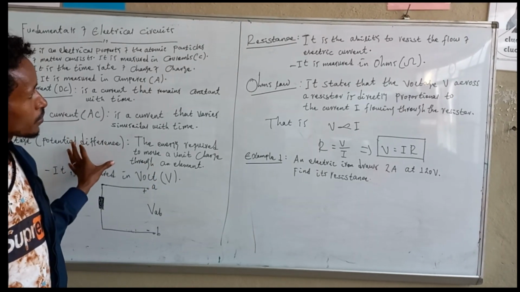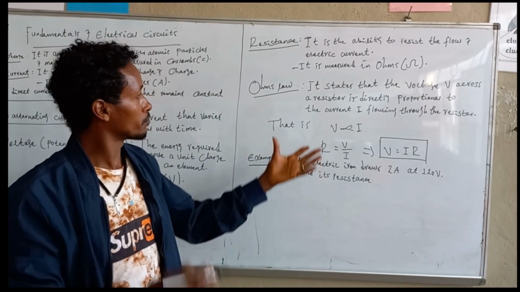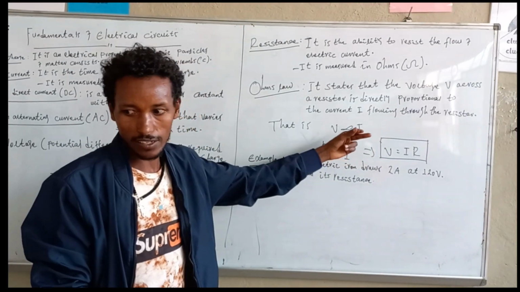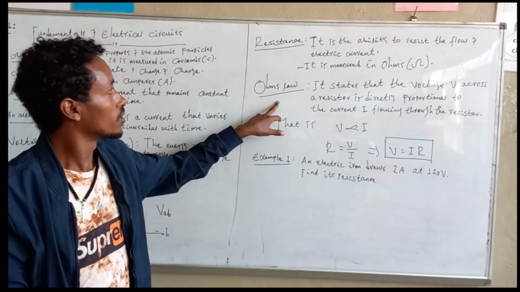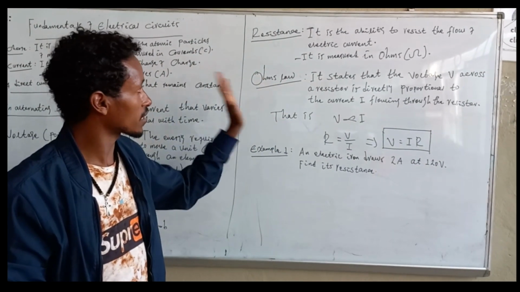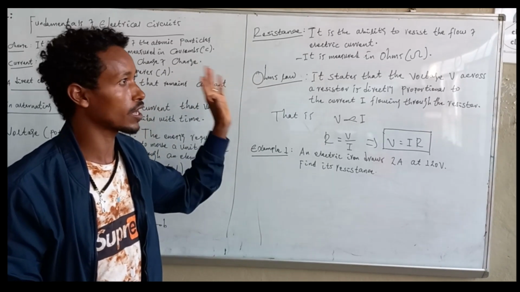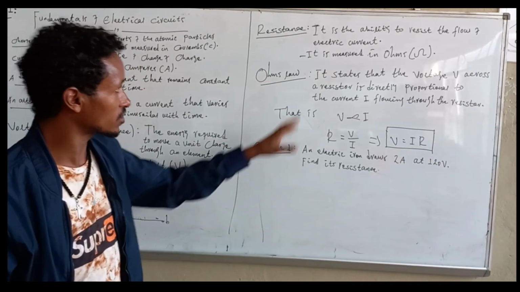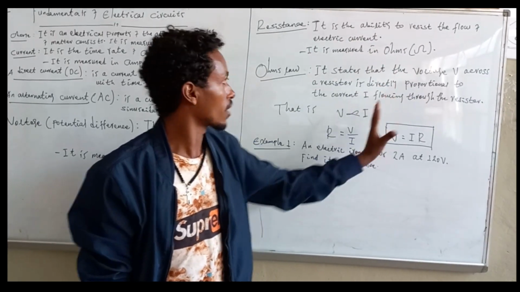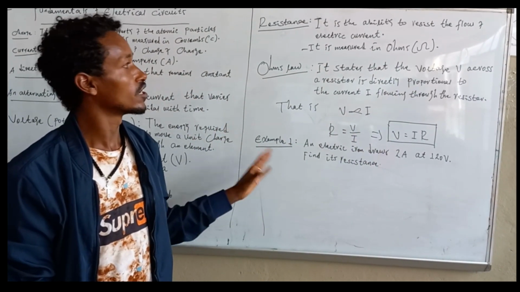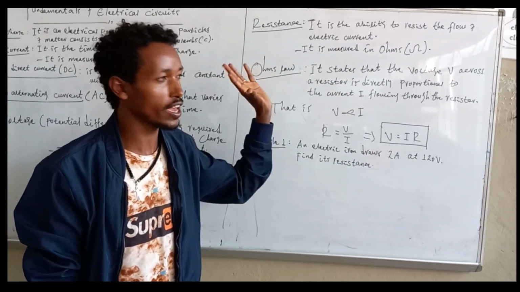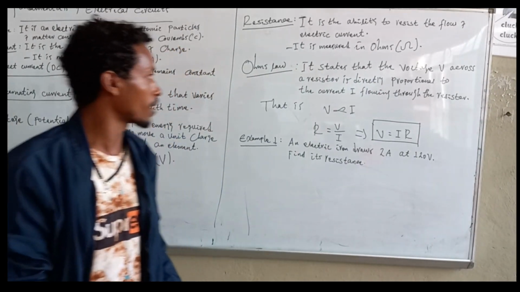So to relate these parameters we need an equation, which is called Ohm's law. Ohm's law in electrical circuits, or basically in the fundamentals of DC electrical circuits, states that the voltage V across a resistor is directly proportional to the current I flowing through that resistor.